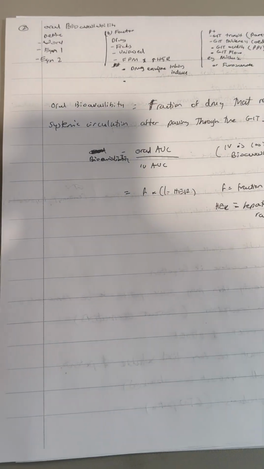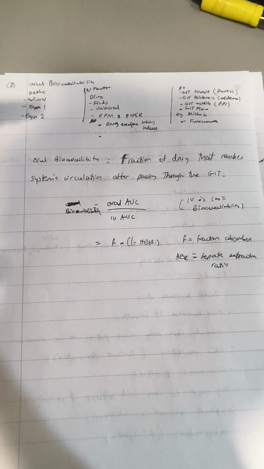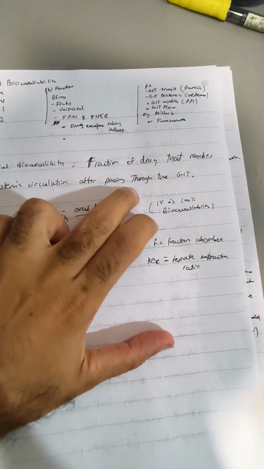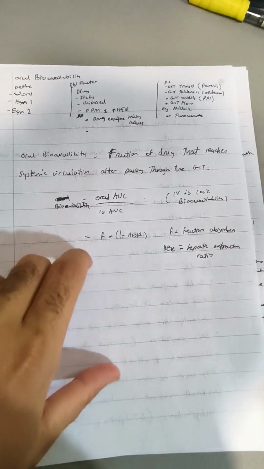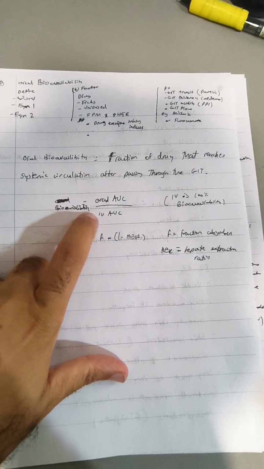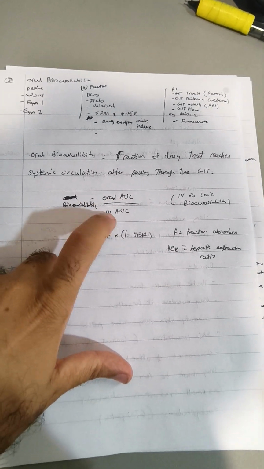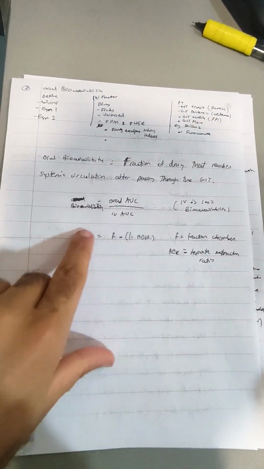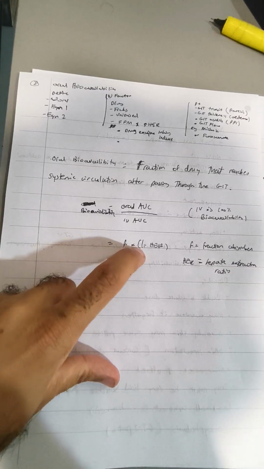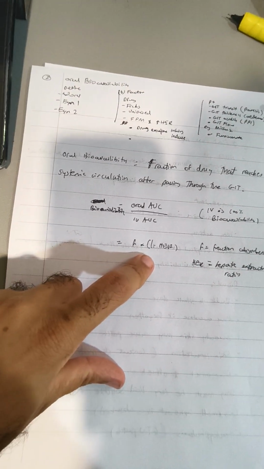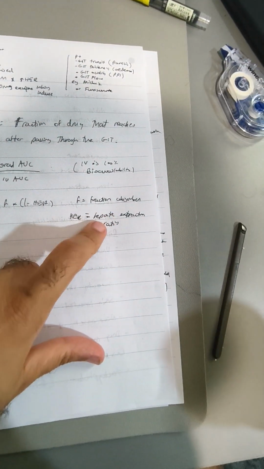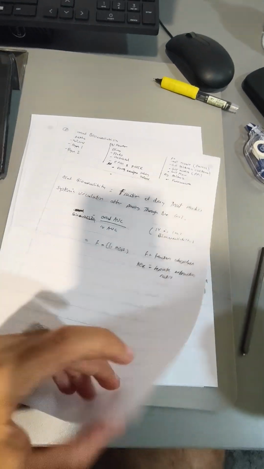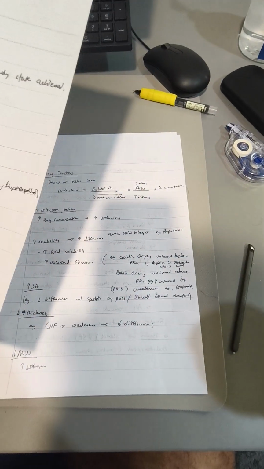What is the definition? The definition is the fraction of the drug that reaches systemic circulation after passing through the GIT. The equation is bioavailability is oral AUC over IV AUC, where IV is 100% bioavailability. The other one is F times 1 minus HER, where F is the fraction absorbed and HER is the hepatic extraction ratio. So this is really important. We're going to talk about why.